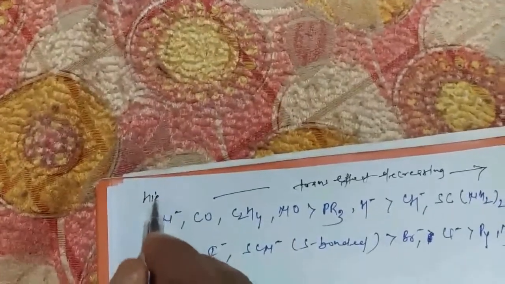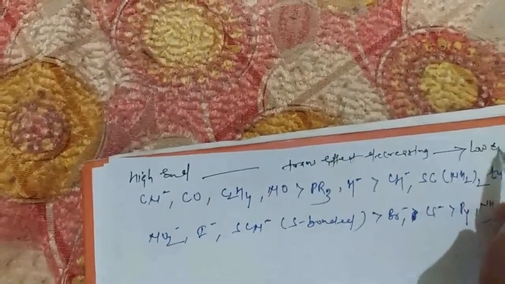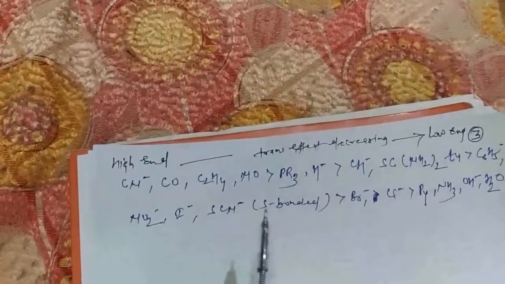And this is your high end, and this is your lower end. So CN is the highest, H2O is the weaker one, and these are other ligands. This is a very important one. This is called the trans effect series.